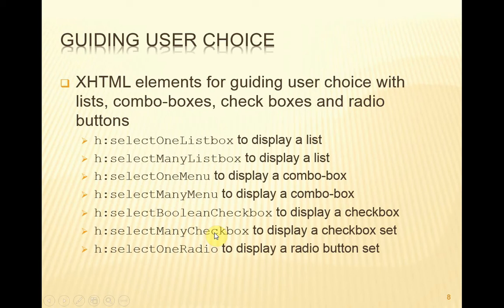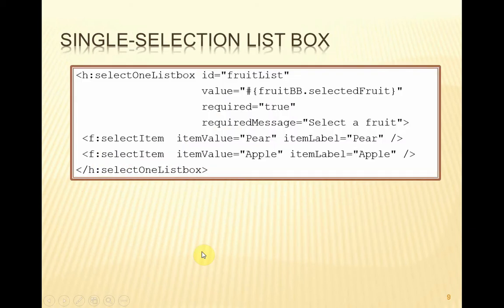The exception to this, of course, is the radio button set, because the nature of a radio button set is that you are only allowed to choose one from the set. If you wanted to choose many, then you'd be using a checkbox instead of a radio button. These all work pretty well in the same way, they're just rendered differently. So all I'm going to do is show you how to use the single selection list box, and then you'll know how to use all of them.